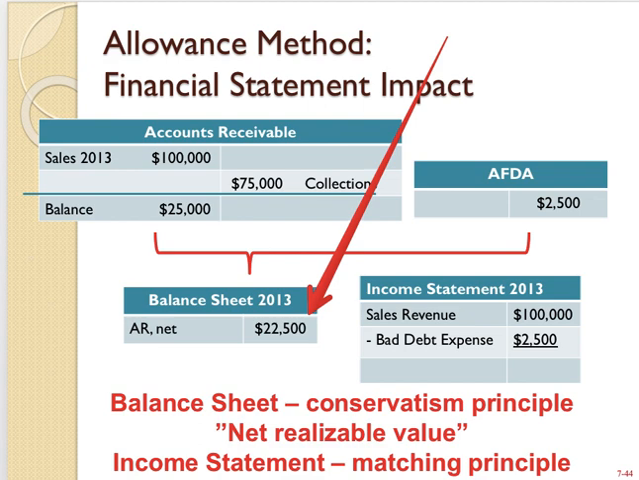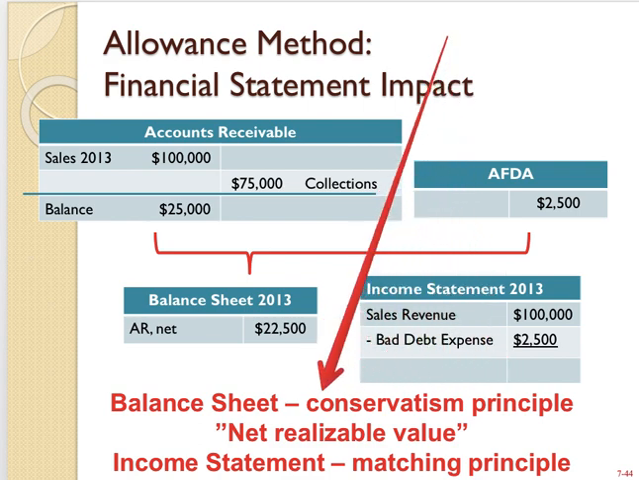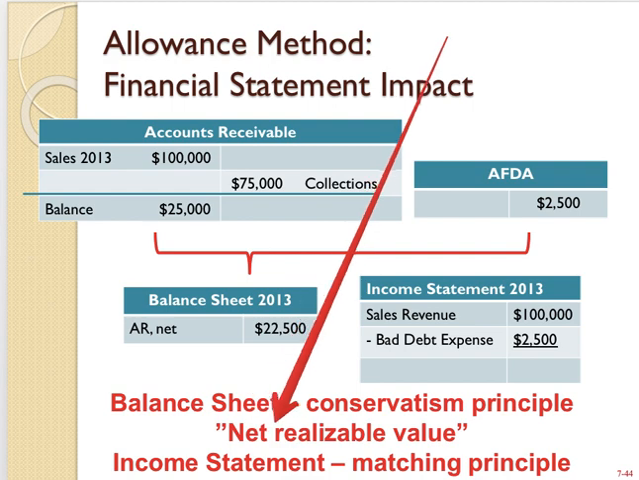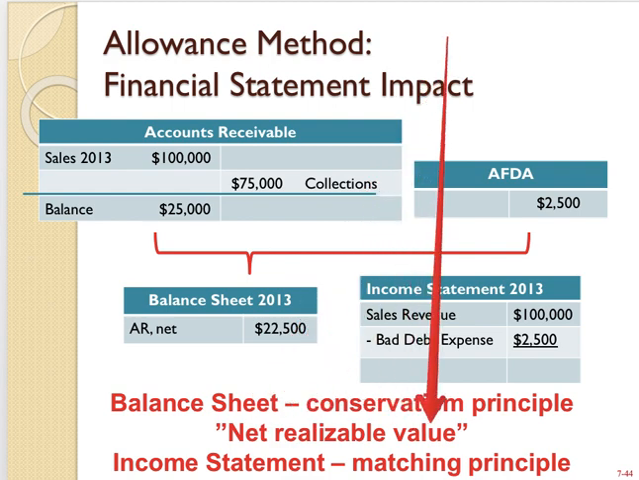Okay? And this allows our balance sheet to follow the conservatism principle. We're showing the least optimistic estimate of what we're going to get. Because this is overly optimistic. We'd love to receive all of it, but that's overly optimistic. This is a more conservative estimate, less optimistic, more realistic. We also refer to this as the net realizable value.